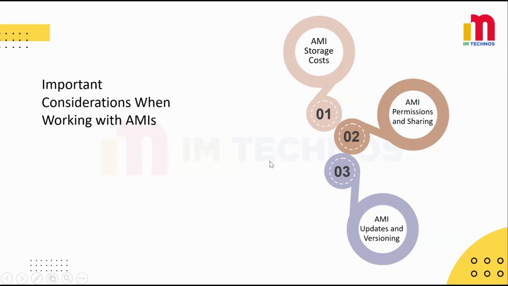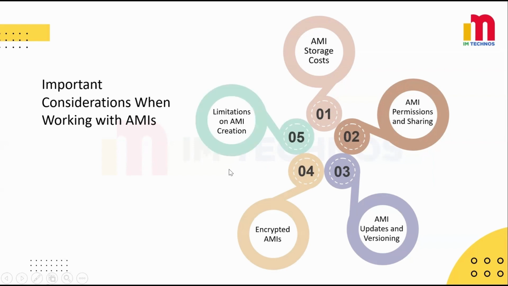Now let's touch on encrypted AMIs. You can create encrypted AMIs for enhanced security, especially when dealing with sensitive data. Encryption applies to the underlying EBS snapshots. Finally, keep in mind the limitations of AMI creation. Creating an AMI requires the instance to be in a stopped or running state. But be aware that creating an AMI from a running instance may result in a snapshot that's not fully consistent for applications with high write activity.